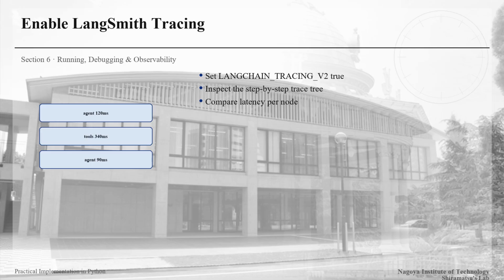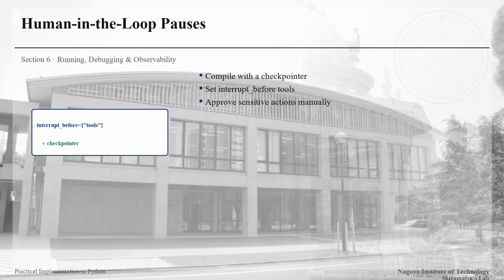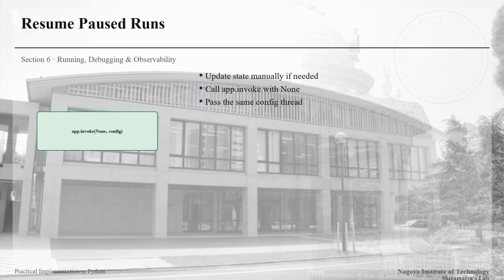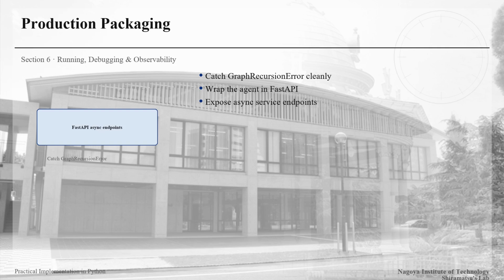Enable LangSmith tracing with LANGCHAIN_TRACING_V2 set to true. Then inspect latency and tokens per node. Pause before tools by compiling with a checkpointer and interrupt_before set to tools. Resume by updating state if needed and calling app.invoke with None and the same config. In production, catch recursion errors cleanly and wrap the agent in a FastAPI backend with async endpoints.